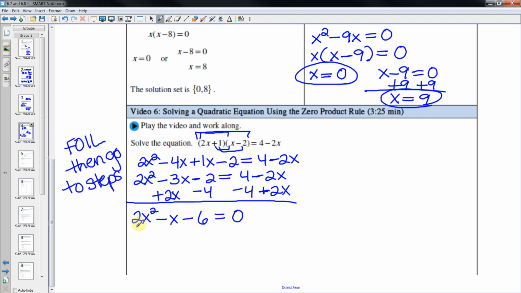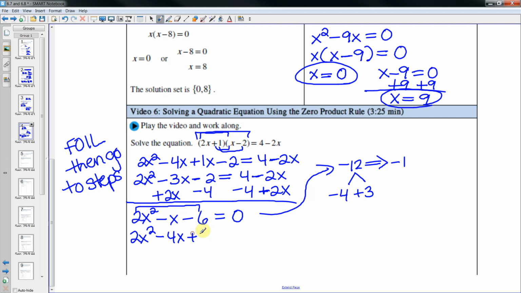Now, to factor this one, it's not just a 1x squared, so I'm going to have to think about this. I'm going to do AC method. 2 times negative 6 gives me negative 12. I want to multiply to get negative 12, but I want to add to get negative 1. So I need to think about factors. That would be, I think, a negative 4 and a positive 3. Let me check it. Negative 4 times 3 is a negative 12. Negative 4 plus 3 is a negative 1. So that works out. Now I'm going with AC method, so I'm going to have 2x squared minus 4x plus 3x minus 6 equals 0.